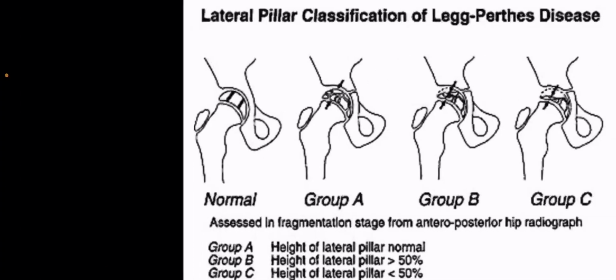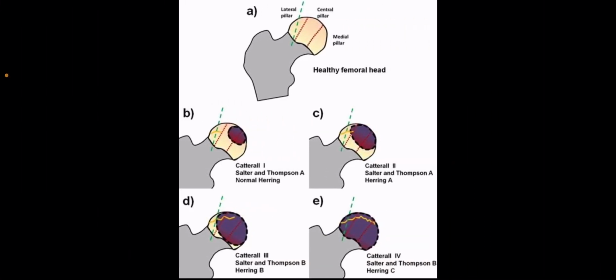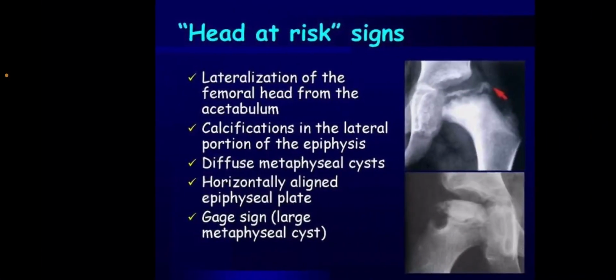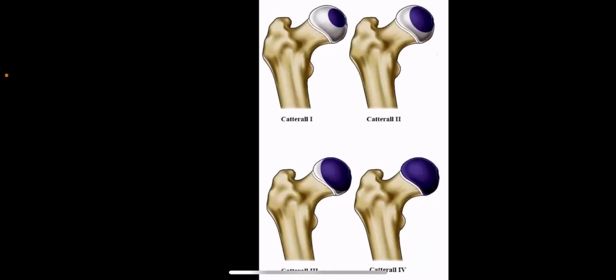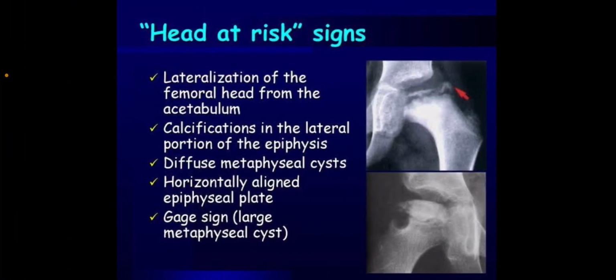Lateral pillar classification is based on the height of the lateral pillar of the capital femoral epiphysis on AP imaging of the pelvis. It is designed to provide prognostic information. Waldenstrom classification describes the stages of Legg-Calve-Perthes: initial, fragmentation, reossification, and healing or remodeling. Catterall classification is based on the degree of head involvement. Head at risk signs are associated with poor outcomes.